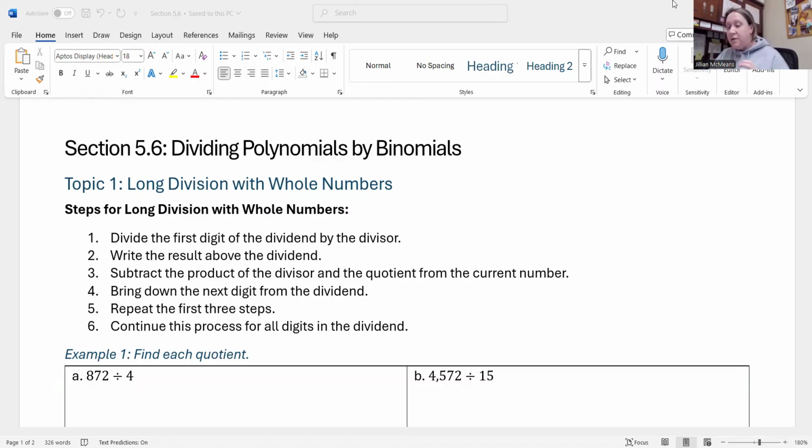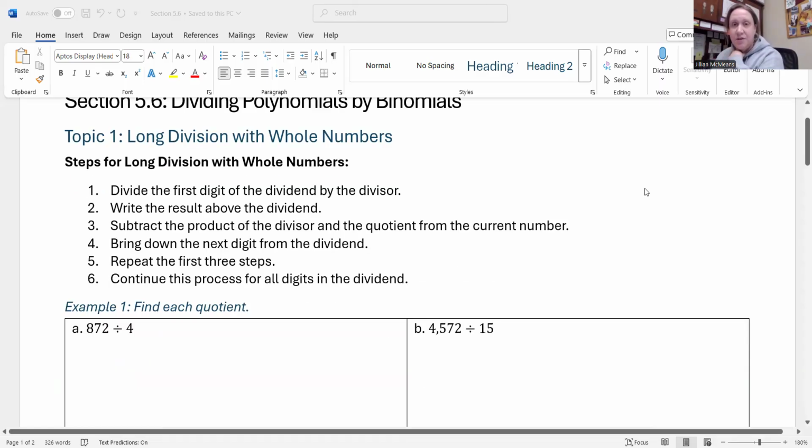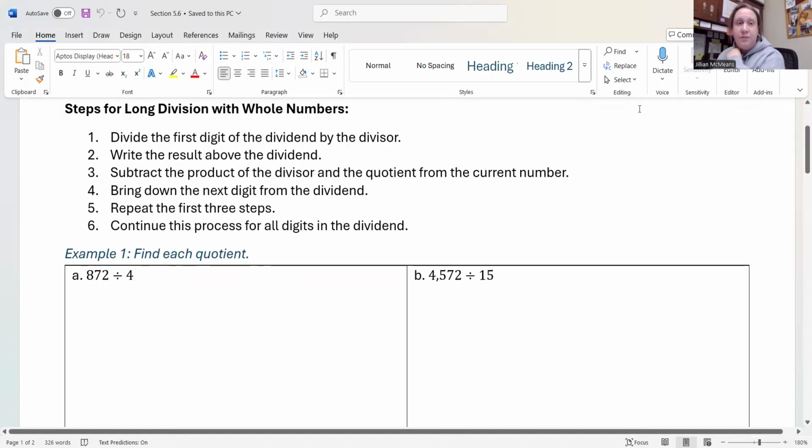But before we dive into division of polynomials, which we use basically long division to do, I want to remind you of the steps for long division with just plain old numbers. I've written out steps, but as I was writing them out, I was like, gosh, this is confusing. It's hard to write out the steps to division, so bear with me. The steps for long division: you divide the first digit of the dividend by the divisor.